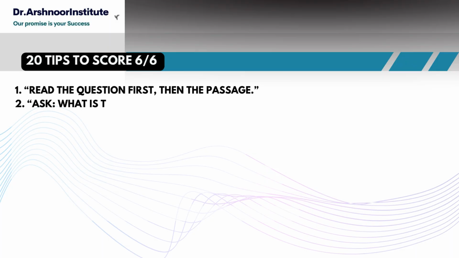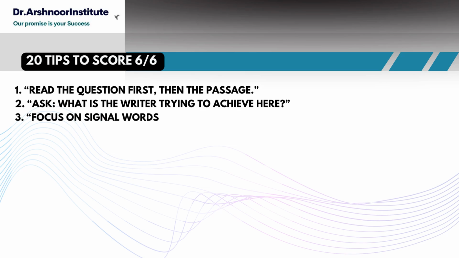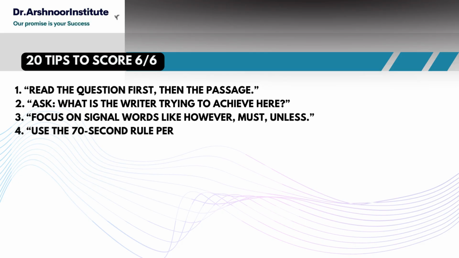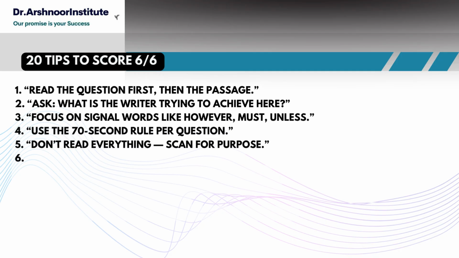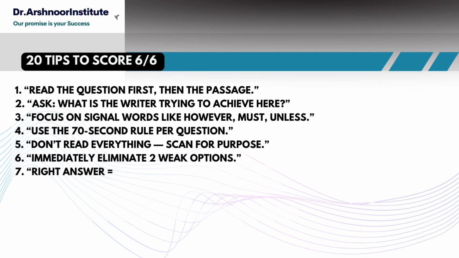First, read the question first, then the passage. Second, ask, what is the writer trying to achieve here? Third, focus on signal words like however, must, unless. It is a very important tip because sometimes the meaning changes with the set-up of words like indeed, however, must, unless. You have to read these thoroughly. Fourth, use the 70-second rule per question.